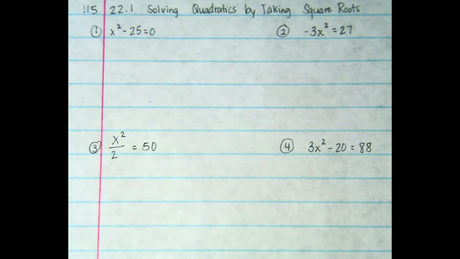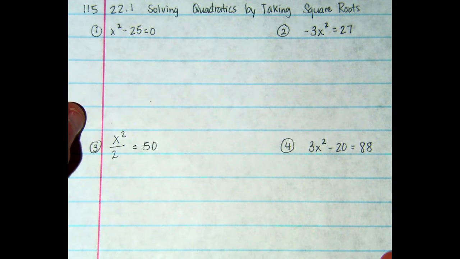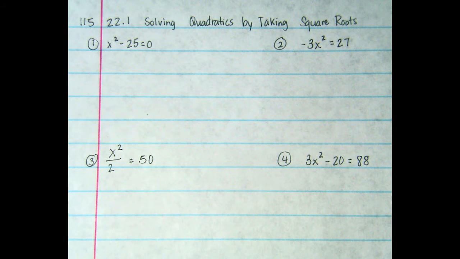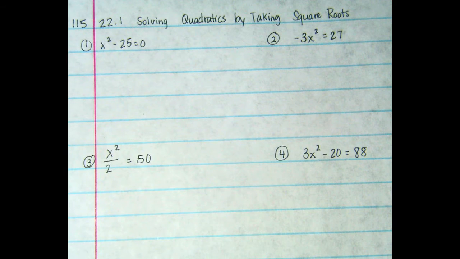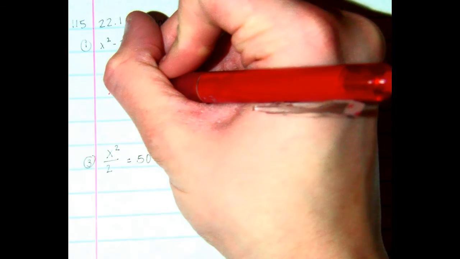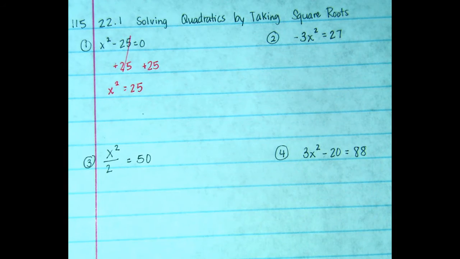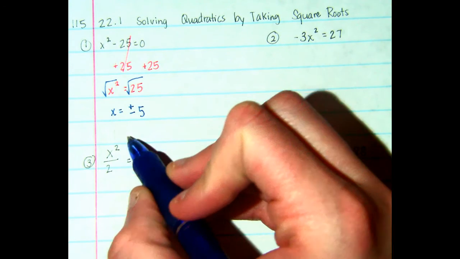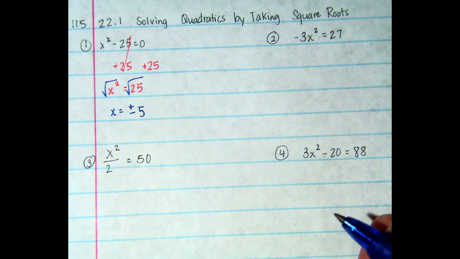Okay, what did you guys do on number 1? What do you need to do on number 1 to solve that? Add 25 to both sides. What is 25 plus 0? So x squared equals 25. Then what do you need to do? Take the square root. So x equals positive 5, negative 5. You can either write it once as plus and minus 5, or you can write x equals 5, x equals negative 5. I don't care which way. I'll grade them either way.